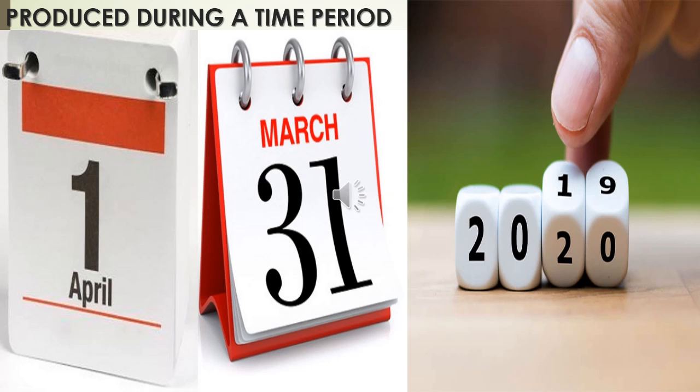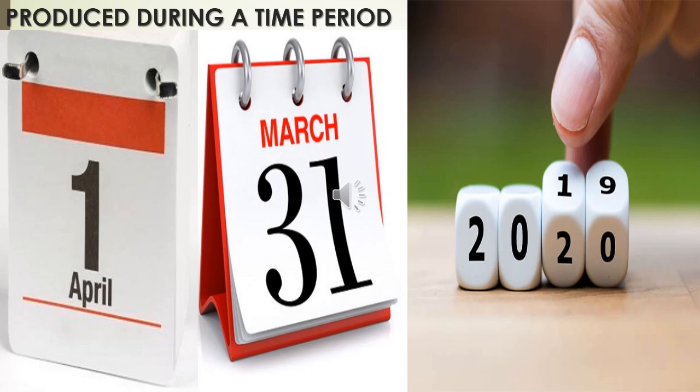For example, in India, the GDP is measured both annually and quarterly. The annual GDP is for a financial year, from April 1 to March 31. For example, April 1, 2019 to March 31, 2020. That is the financial year. While calculating the GDP, we consider the value of goods and services produced in this year. So that is the financial year.